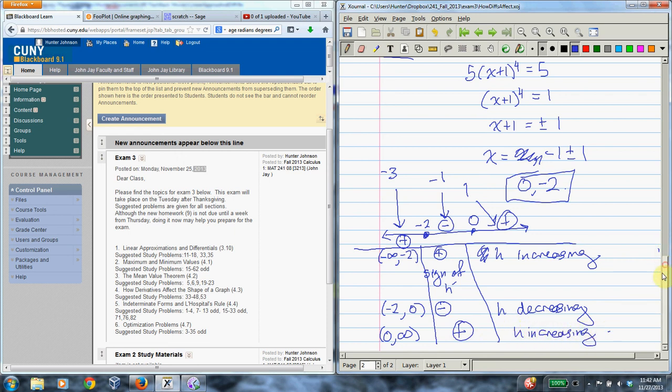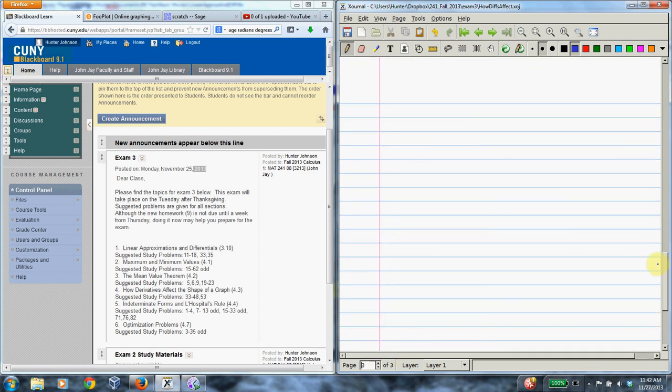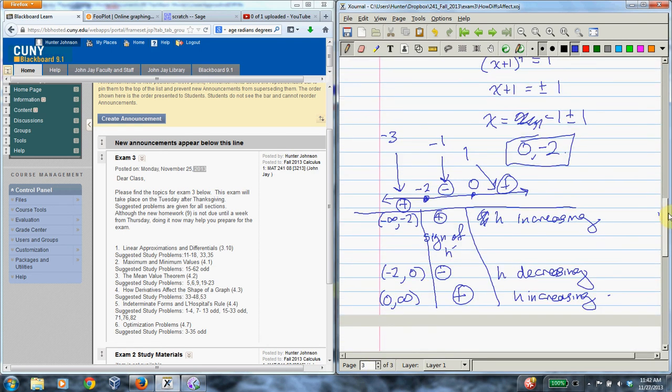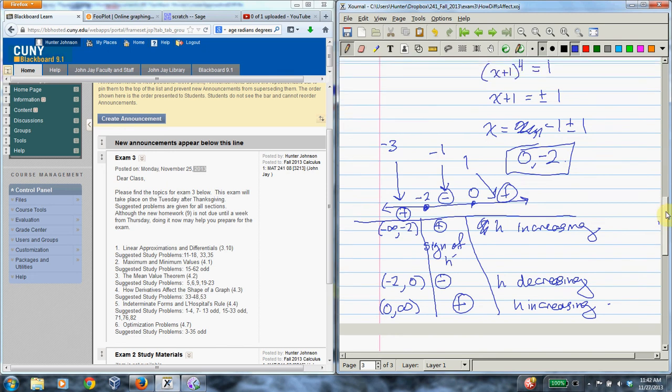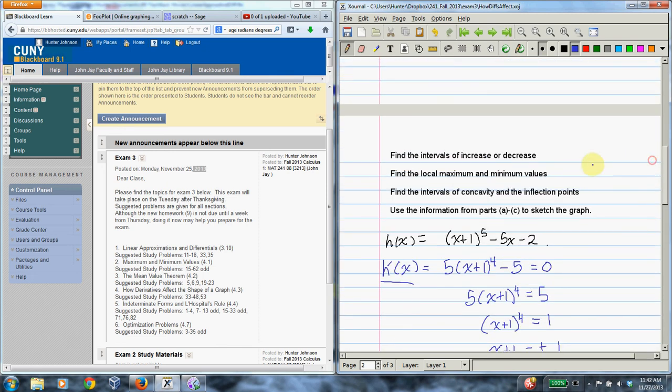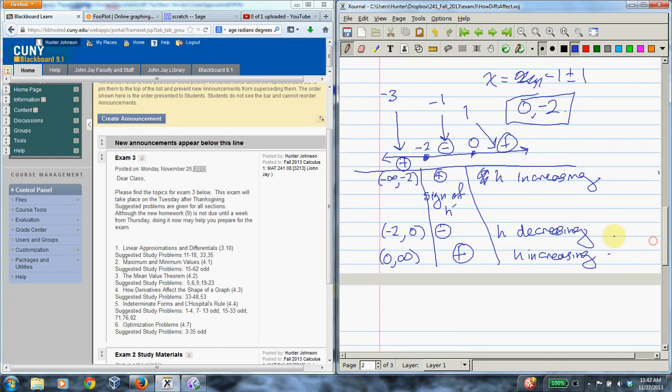Okay, so this table is the answer, and you should try to write it more nicely than I wrote mine. I'm sorry I was so sloppy. So the second part is, find the local maximum and minimum values. So we can read those off from this table.